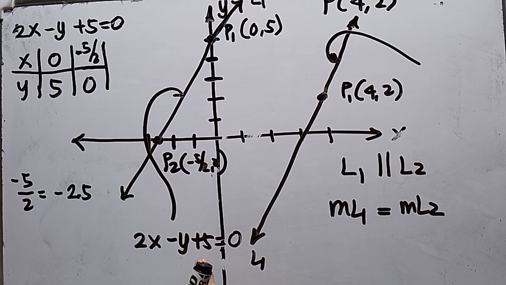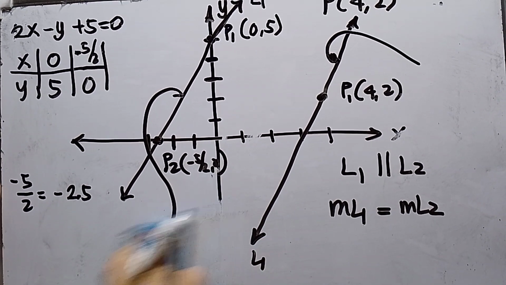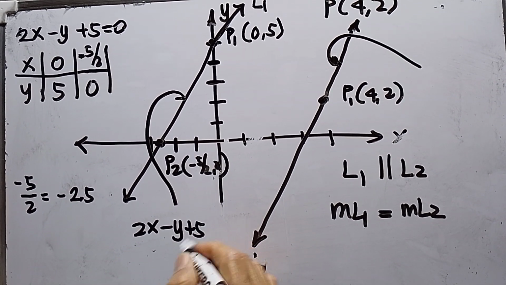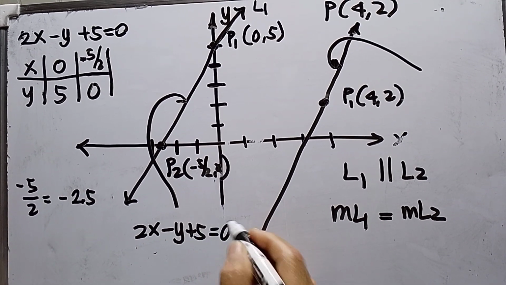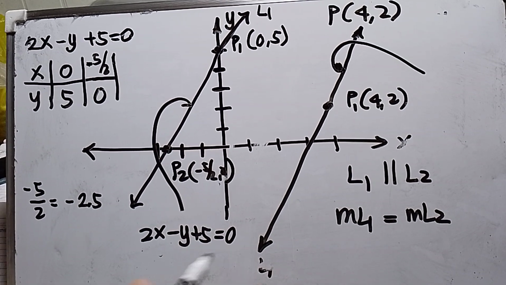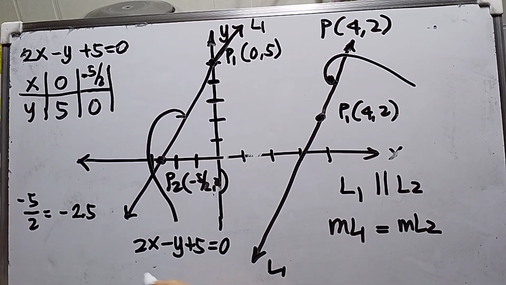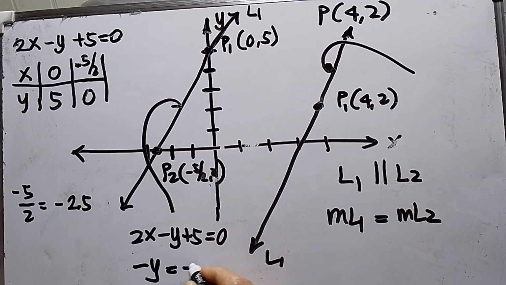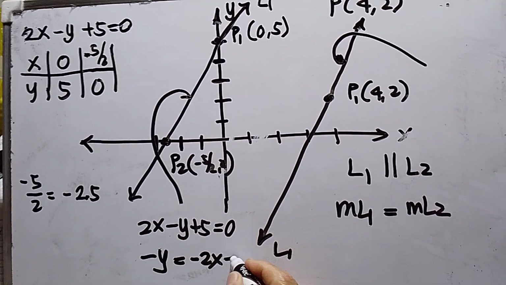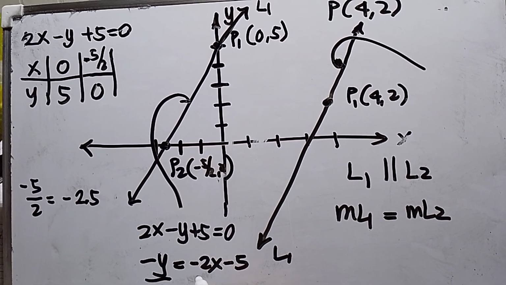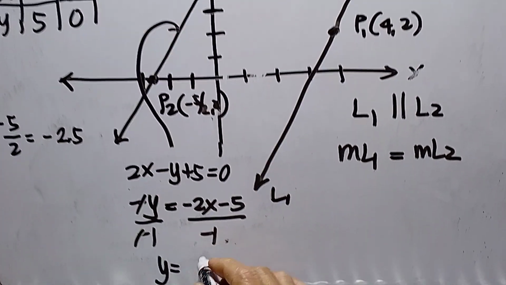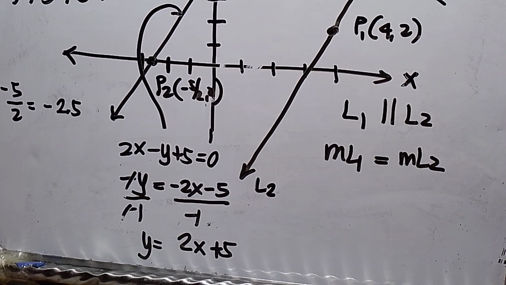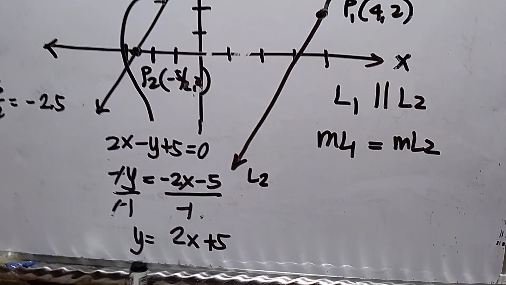So 2x minus y plus 5 is equal to 0. To solve for the slope, I need to solve in terms of y. So transpose 2x to the right, negative 2x. Then transpose also 5 to the right, this will be negative 5. And then I need to divide by negative 1 on both sides. So y is equal to 2x plus 5.